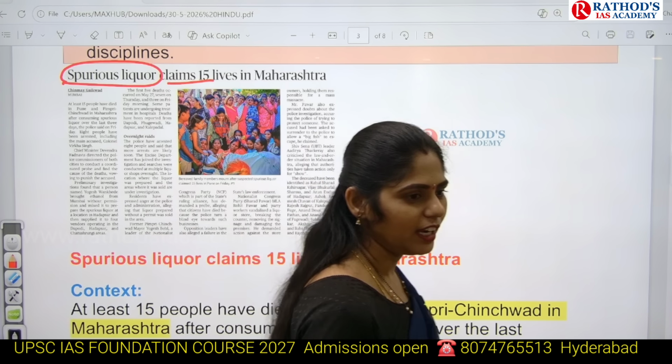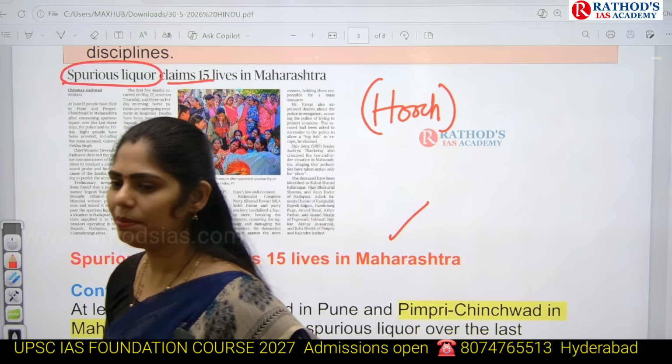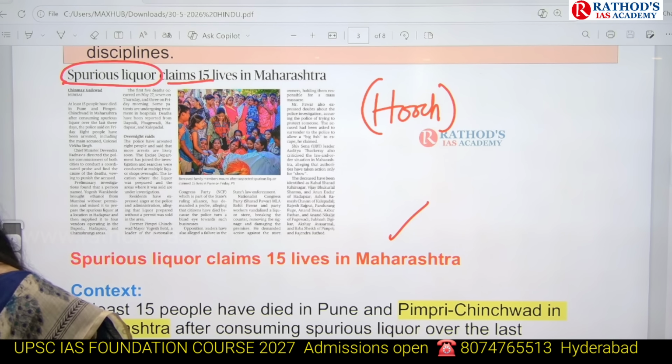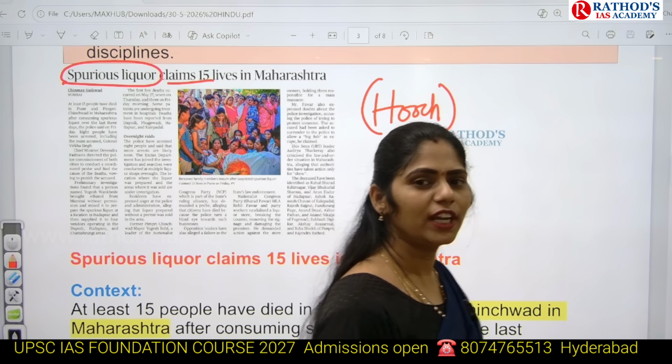Okay, so if you see this article, it is talking about the deaths. Because of consumption of this spurious liquor, many people died in Maharashtra. Every year, at least a minimum 4 to 5 articles you'll get for sure related to this spurious liquor. You know why it happens. Especially low income class people, if they want to consume alcohol, they will go for cheap liquor, and that too this hooch is available, normally homemade liquor.